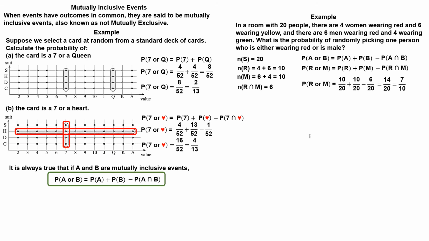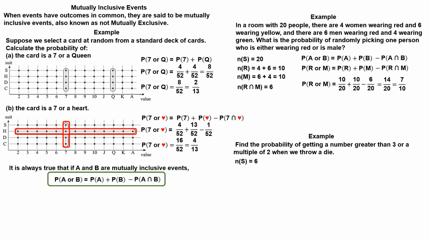Example. Find the probability of getting a number greater than 3 or a multiple of 2 when we throw a die. The number of possible outcomes is 6. The event A is the number greater than 3, and the number of A is 3. The event B is the number that is a multiple of 2, and the number of B is 3.